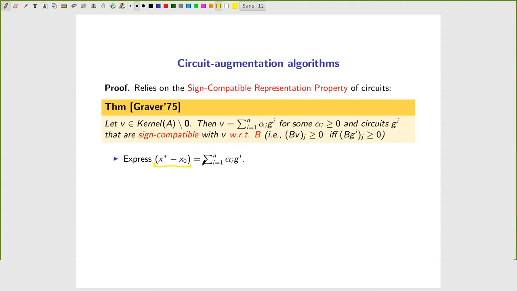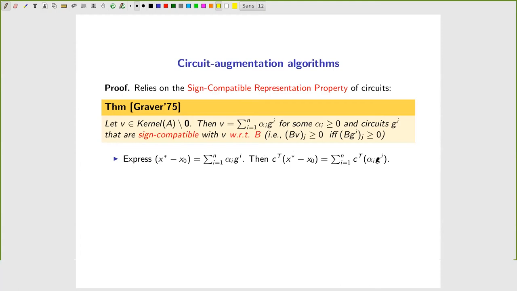And we can express this vector as a sum of circuits multiplied by some scalar. So this is a conic combination. Okay, that sounds good. Now, if we have this, then the cost difference between the optimal solution and the initial one can be expressed as a sum of n terms. So you can divide the total difference in costs between your initial solution and your optimal one as a sum of costs associated to each of these circuits.